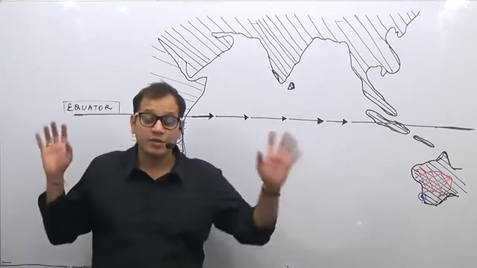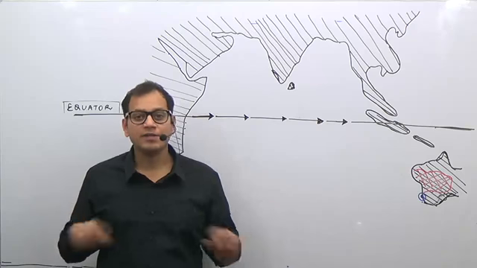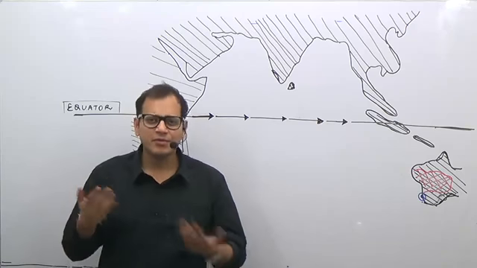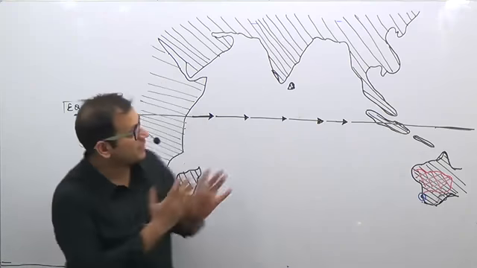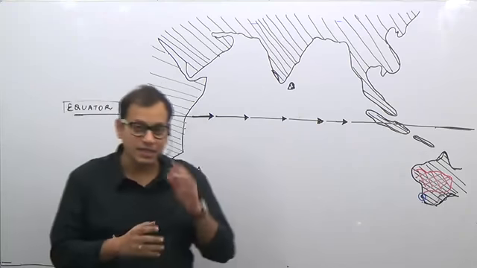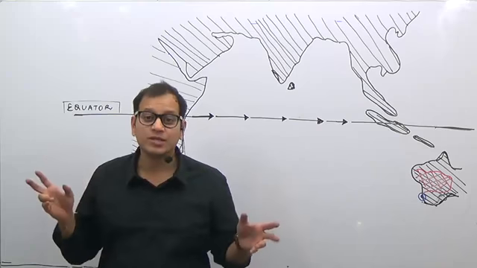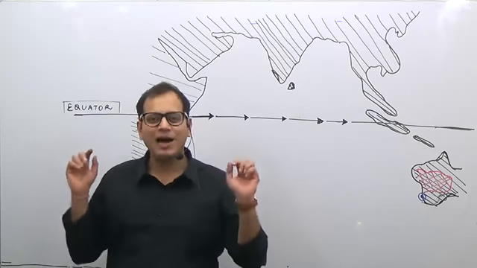Hi friends, we have already studied the currents of the Atlantic and the currents of the Pacific Ocean. It was more or less the same, the only thing was the names were different. Now look at the Indian Ocean. From the diagram itself we can say that the Indian Ocean is half an ocean. What do I mean by half an ocean?